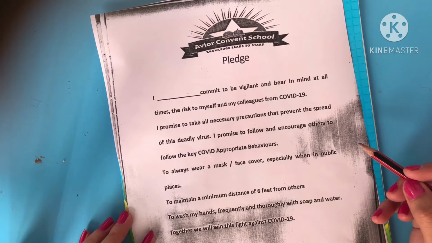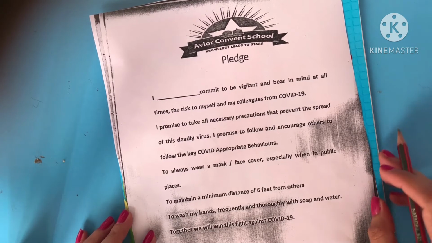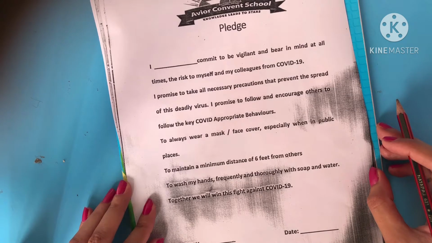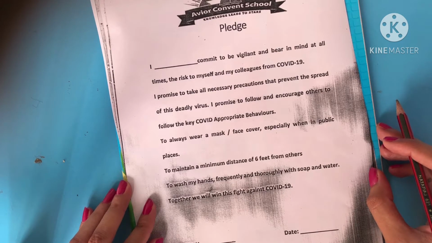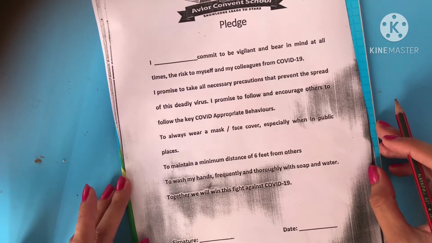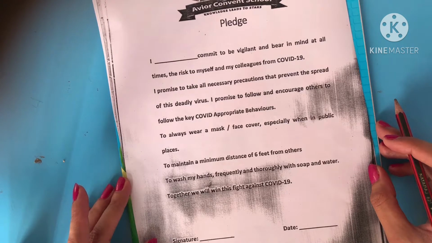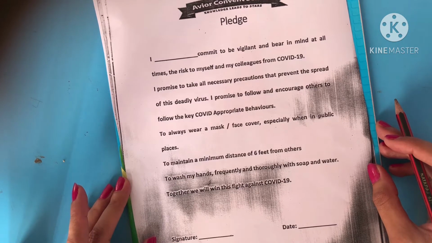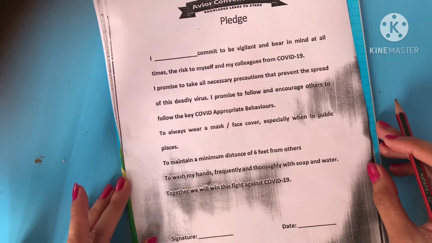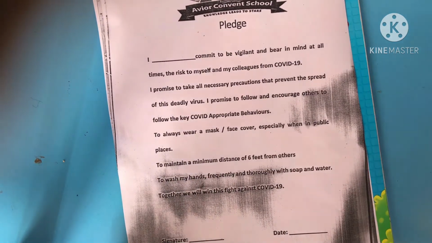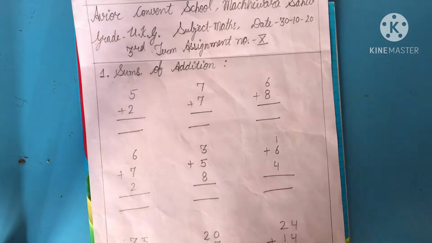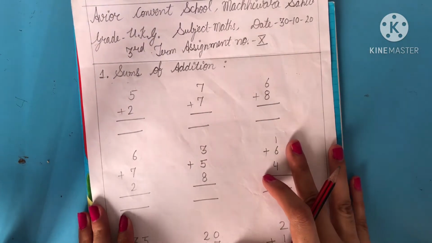I promise to follow and encourage others to follow the key COVID appropriate behavior. To always wear a mask or face cover, especially when in public places. To maintain a minimum distance of 6 feet from others. To wash our hands frequently and thoroughly with soap and water. Together, we will win this fight against COVID-19. After the taking of the pledge, we will start our AV assignment.